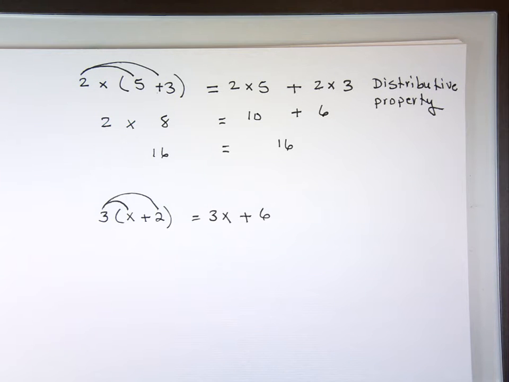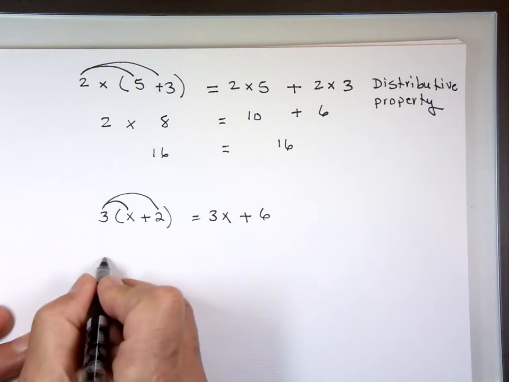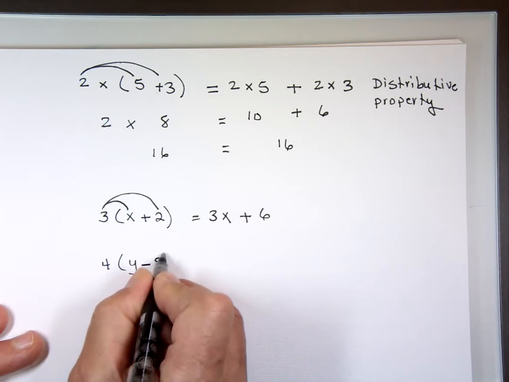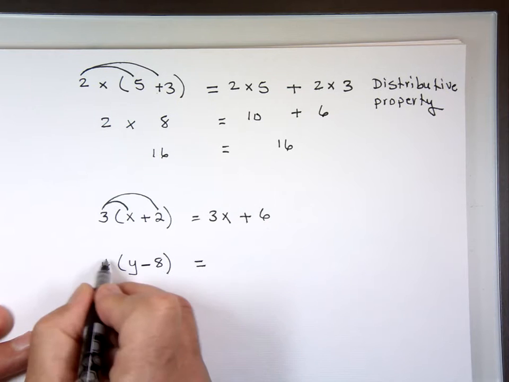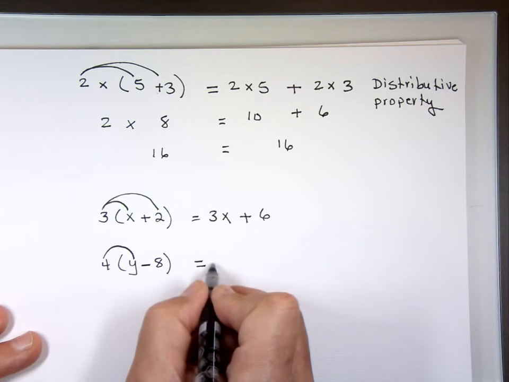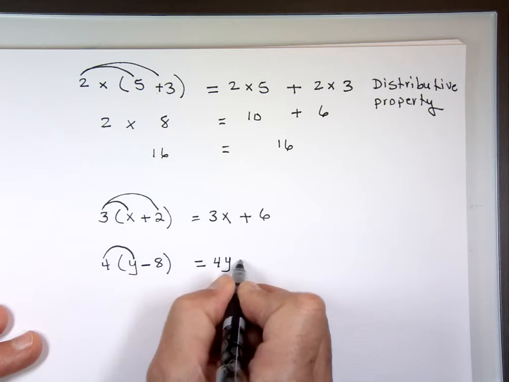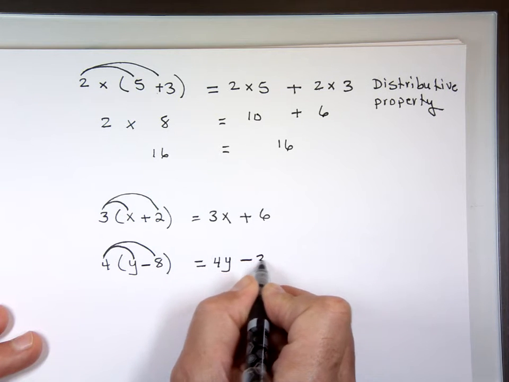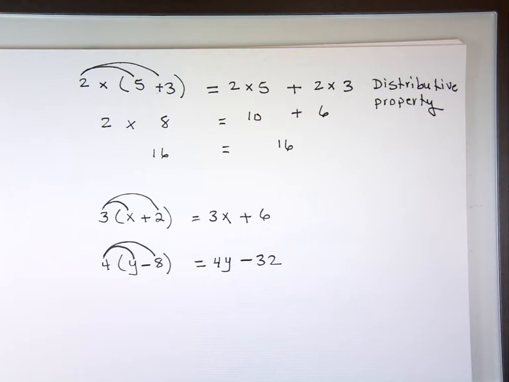Distribute that one. If I have 4 times y minus 8, this becomes 4 times y, which is what? 4y. Here's the minus. What's 4 times 8? 32. So you can write that like that. Again, we'll see lots of this in Algebra 1. I just want to show you why I'm looking at this today, because we'll be using it.